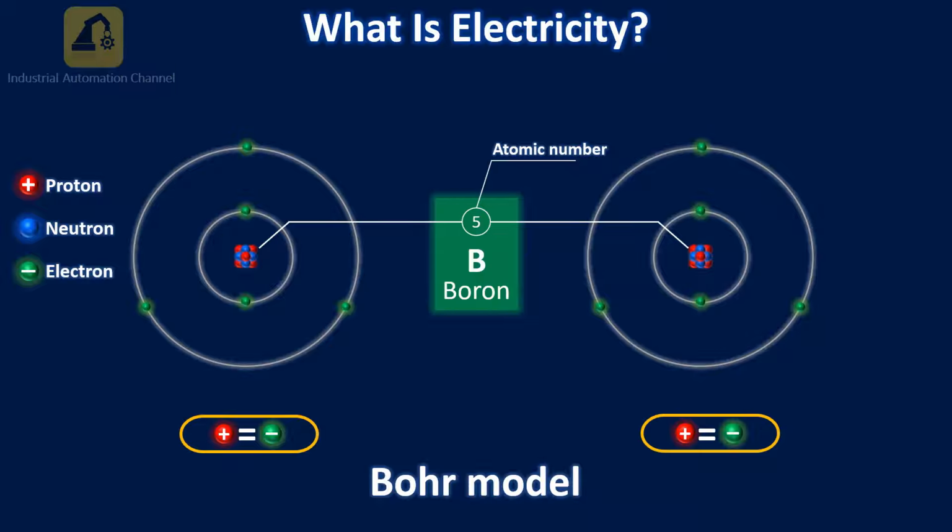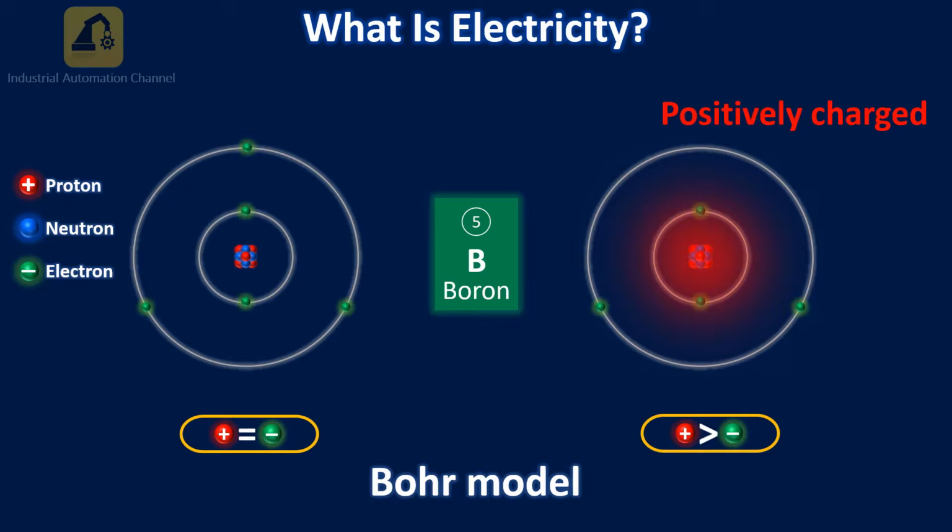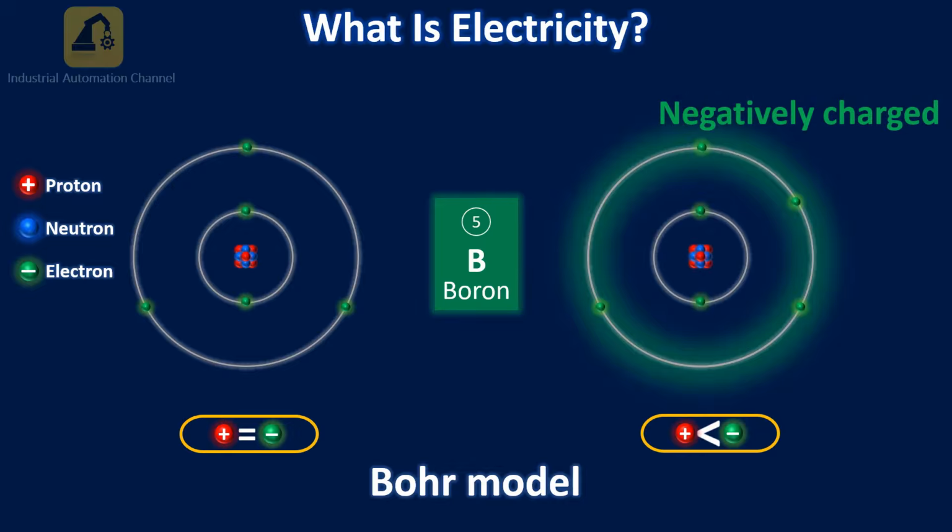Protons and neutrons stay locked in the nucleus, but electrons, because they are much lighter, can move from one atom to another. That movement of electrons is what forms an electric current. If an atom loses electrons, it becomes more positive. And if it gains electrons, it becomes more negative.